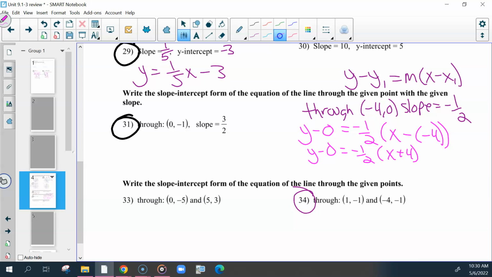And then you could distribute. Y minus 0 would just be y, so I can go ahead and simplify that. Our equation would be y equals negative 1/2 x. Negative 1/2 times 4 would be negative 2. So y equals negative 1/2 x minus 2. Do we have questions on that one?